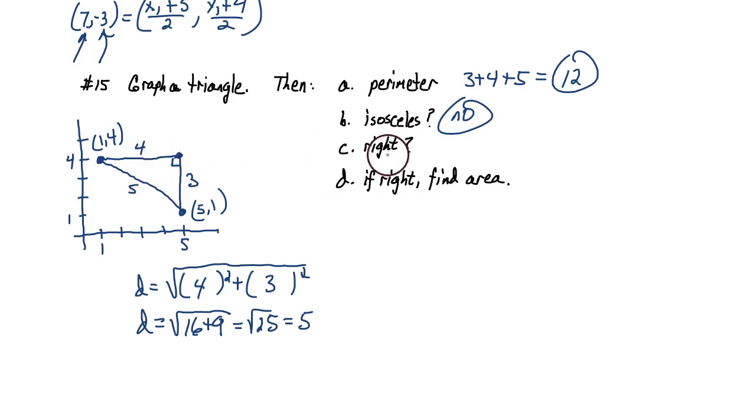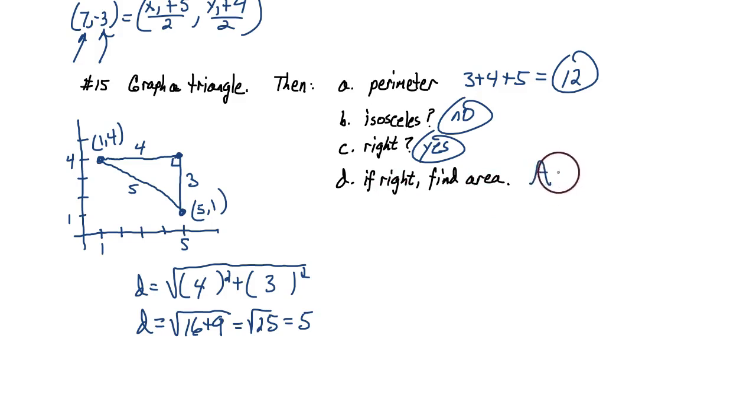Is it a right triangle? This is also a term from geometry class referring to the angles. Does it have a 90-degree angle? Well, sure it does, right there. So the answer is yes. Then question D, if it is a right triangle, we have to get the area.